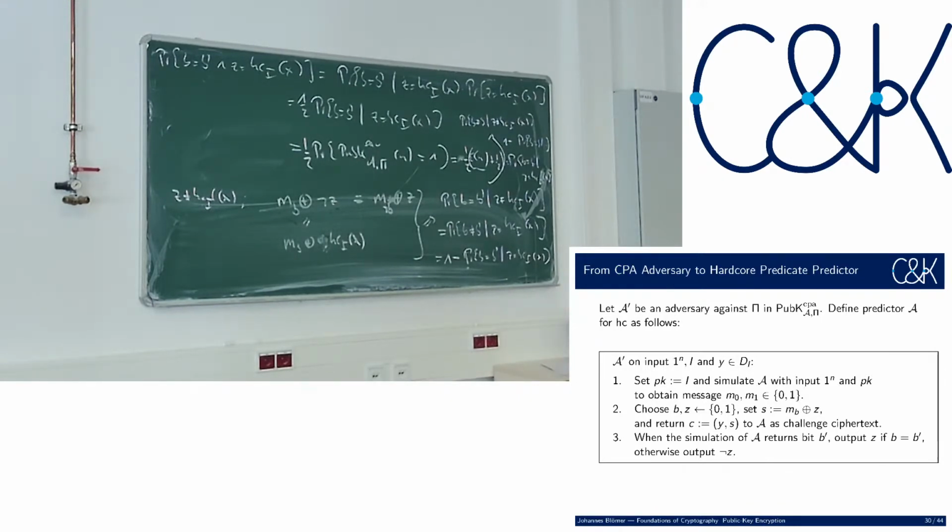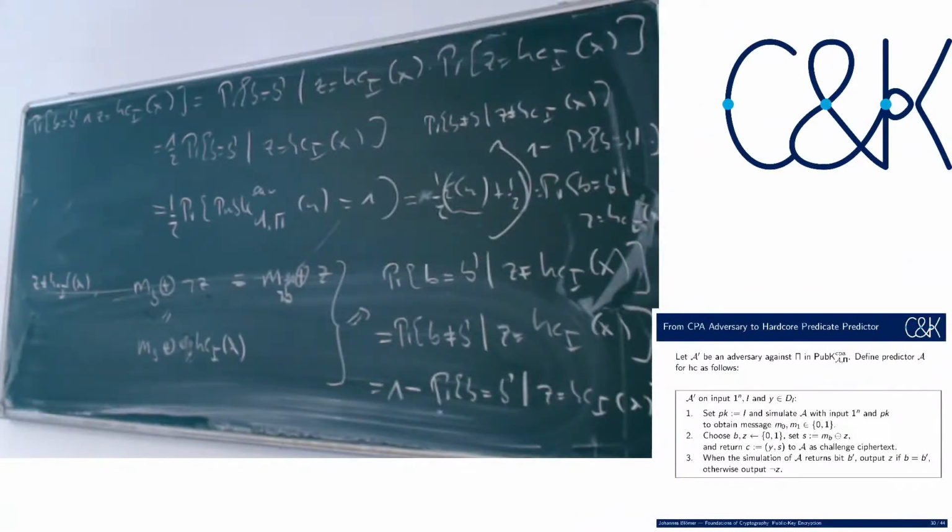Okay. And then we combine this with theorem 10.6, and we get our beautiful result that public key encryption schemes that are CPA secure exist if trapdoor permutations exist. Okay, good. Next time we talk about hybrid encryption and about CCA security.